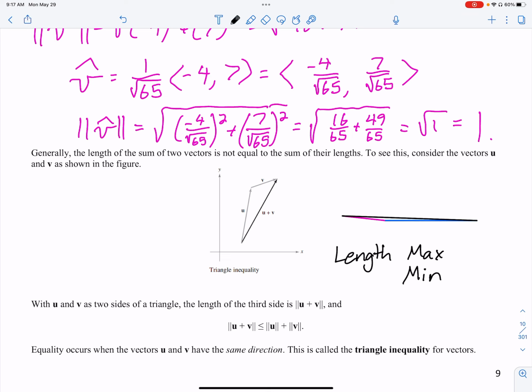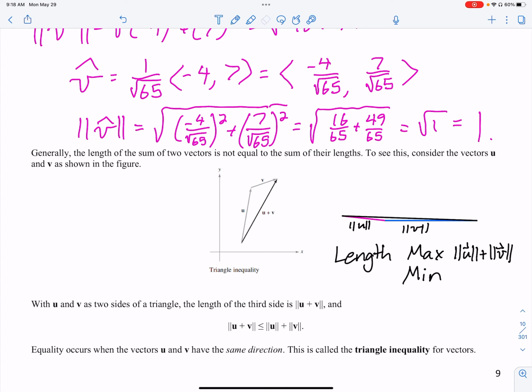So the max is going to be u plus v, right? If this is u, and let's call them here, these are lengths, right? And v, the max is u plus v. Remember, we don't write just u and v like this because that's a vector. I'm talking about the length. The length is a magnitude. So the max there is the sum of the two.